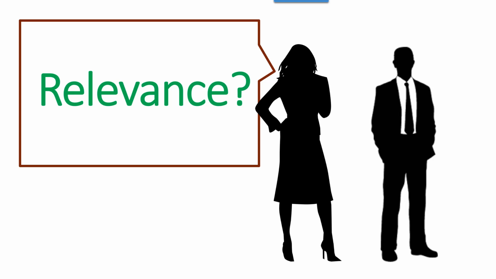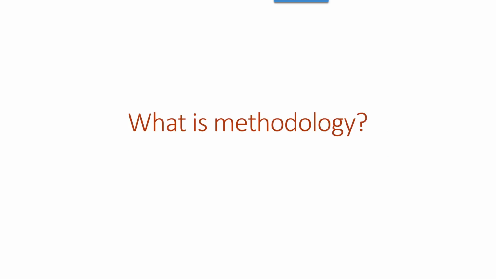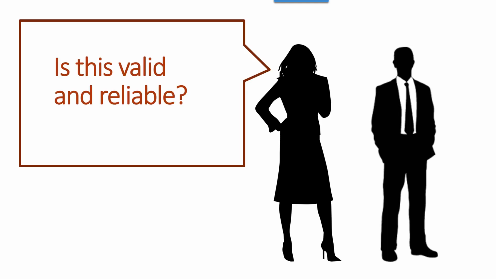For relevance, I go to purpose. Does this meet the purpose? Then I look at appearance. Is this consistent? Is this uniform? And is this professional? I look at organization. How can I quickly glance at this and get important information? Is it easy for me to find? Many students ask when I talk about methodology what it is. It's about integrity. Is this information valid and reliable?